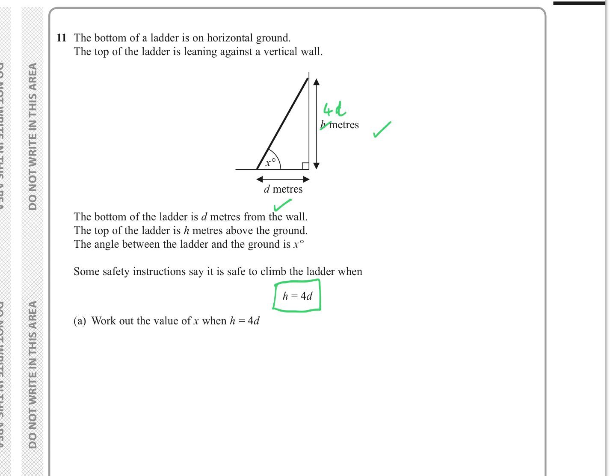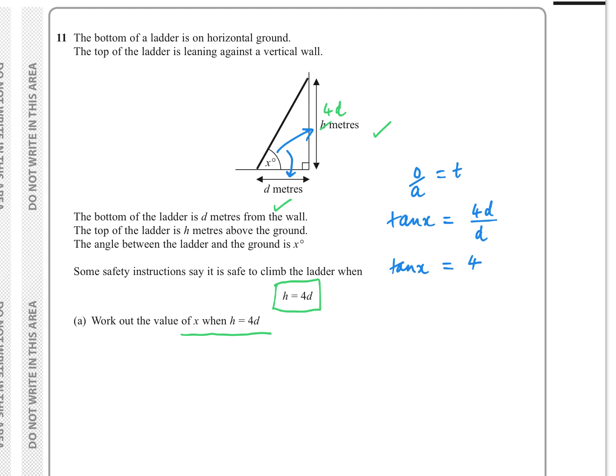Now it says work out the value of x when h is 4d. Well, without explaining all the ins and outs of trigonometry, which again you can see on some of my trigonometry videos on the unit circle, we'll go straight into it. And we've got the angle here, so we've got the opposite and we've got the adjacent. So opposite over adjacent would give us tan. So we can write tan x equals opposite over adjacent. No matter what the value of d is here, the ratio would be 4. So tan x equals 4.